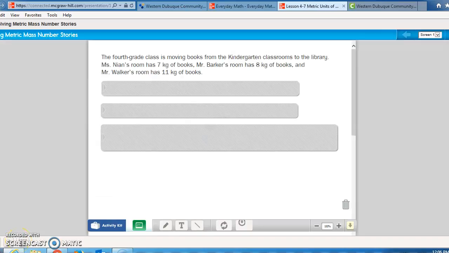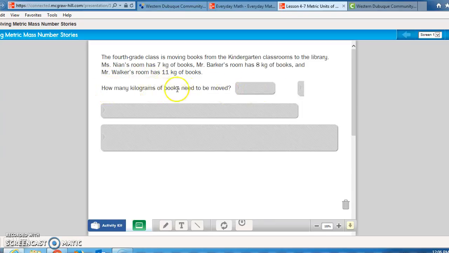So, the 4th grade class is moving books from the kindergarten classroom to the library. Miss Nian's room has 7 kilograms of books. And Mr. Baker's room has 8 kilograms of books. And Mr. Walker's room has 11 kilograms of books.